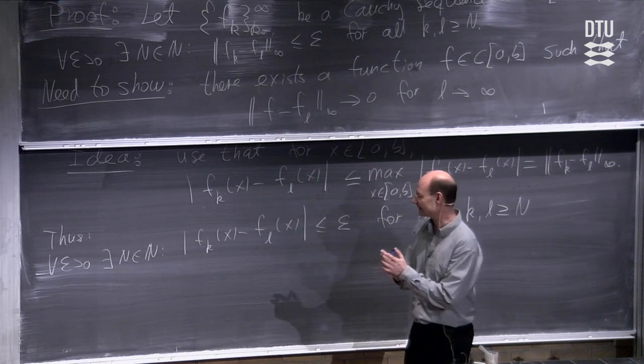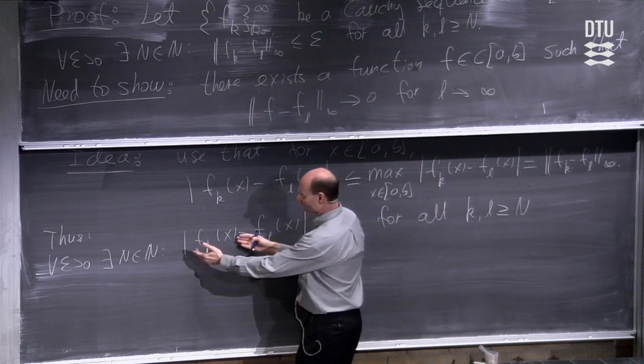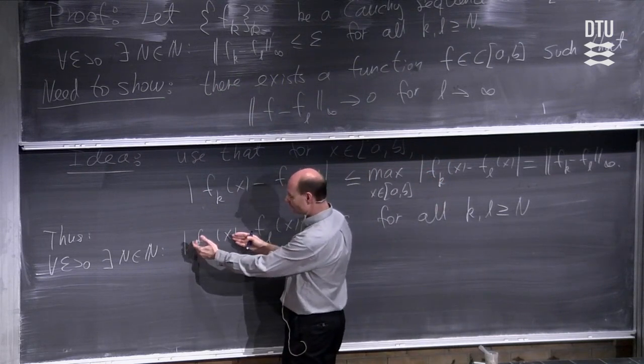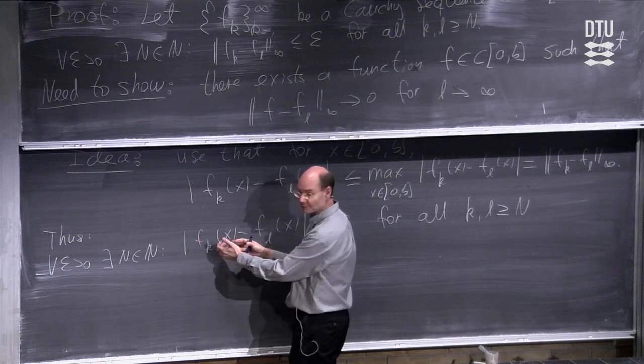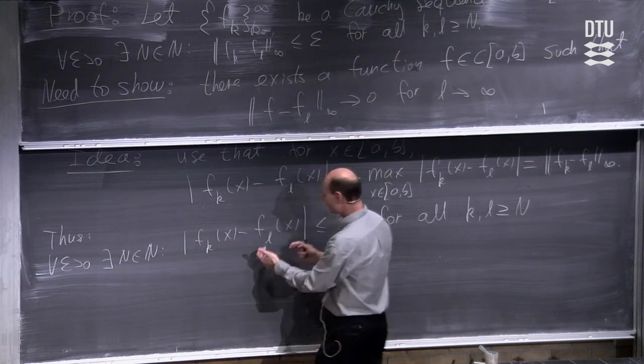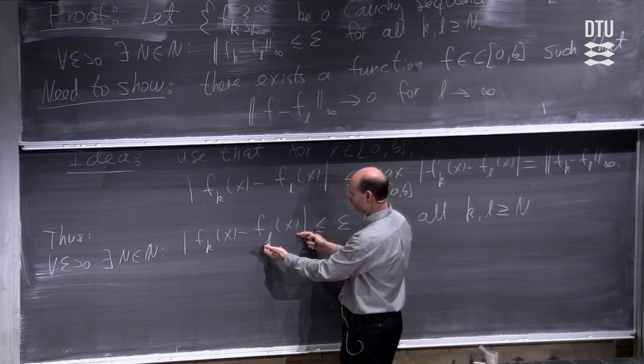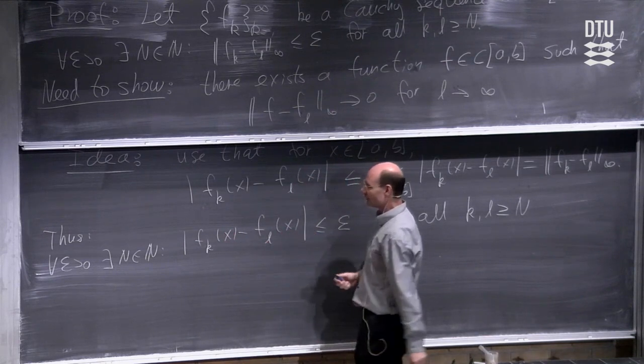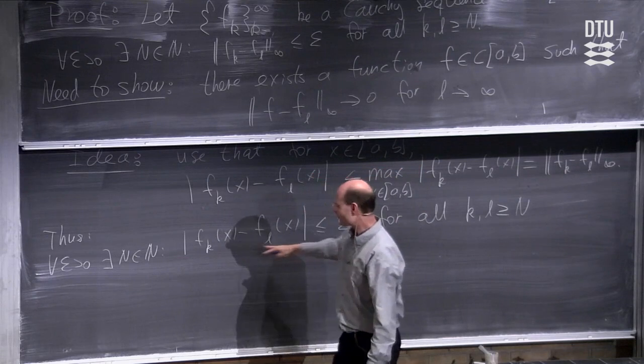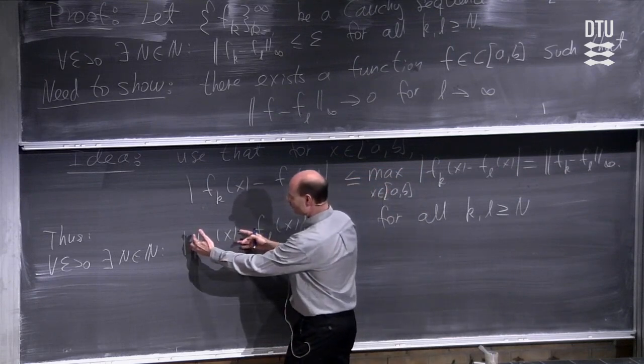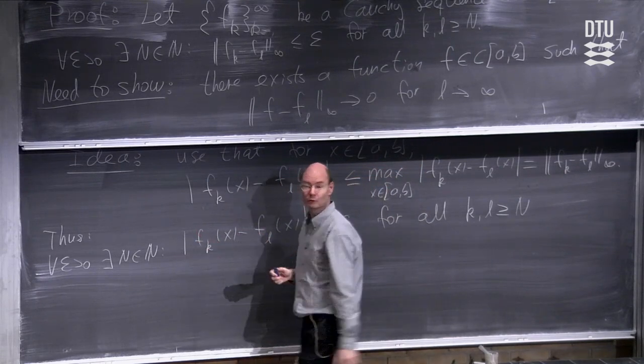Now we have fixed an x and we have put in the x here. So this is just a complex number. This is the function value of the kth function in this chosen x, minus the function value of the function f_l in x. So what we see here is exactly that the sequence of these complex numbers forms a Cauchy sequence.